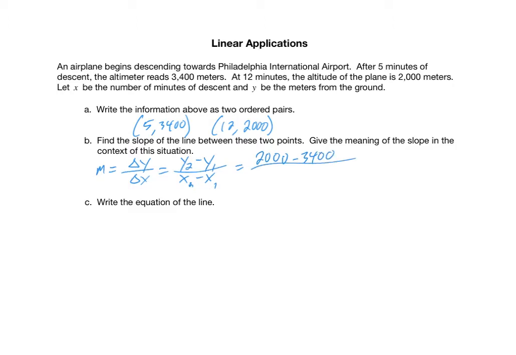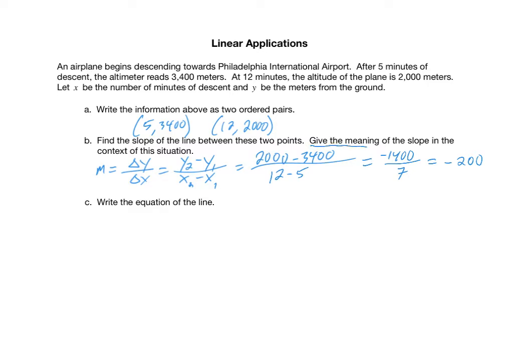And once you've decided which direction you're subtracting the y values in, you have to subtract the x values in the same direction. So we did 2,000 minus 3,400, so we need to do 12 minus 5. So we've got 12 minus 5 in the denominator, and now let's do this arithmetic. We've got negative 1,400 in the numerator, 12 minus 5 is 7 in the denominator. Negative 1,400 divided by 7 is negative 200. So the slope of the line is negative 200.